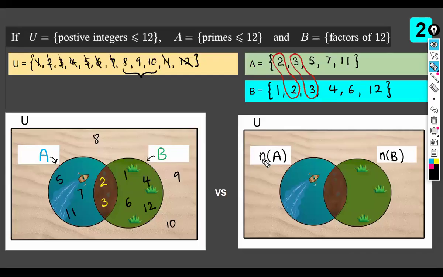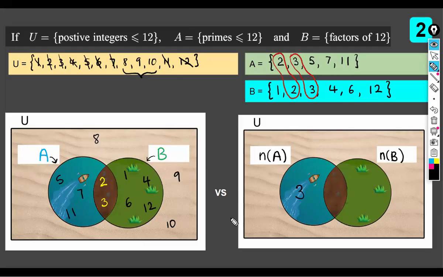Since it's NA now and NB, in this type of diagram, you are not going to list out the individual elements like 5, 7, and 11. You're just going to count up how much you have in each region. So in the water region, how many answers do we have? 1, 2, 3. So you put 3 here. But this 3 is not this tree here. This 3 is a count of how many answers you have in the water region.